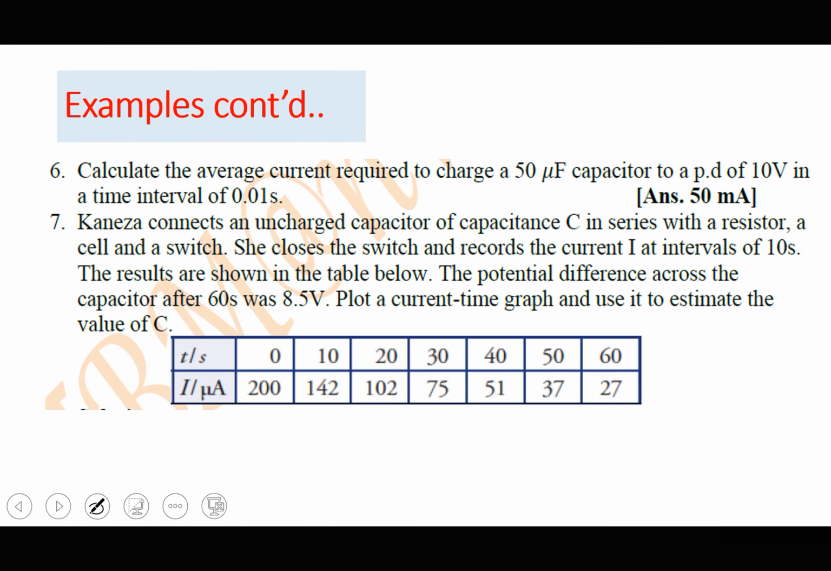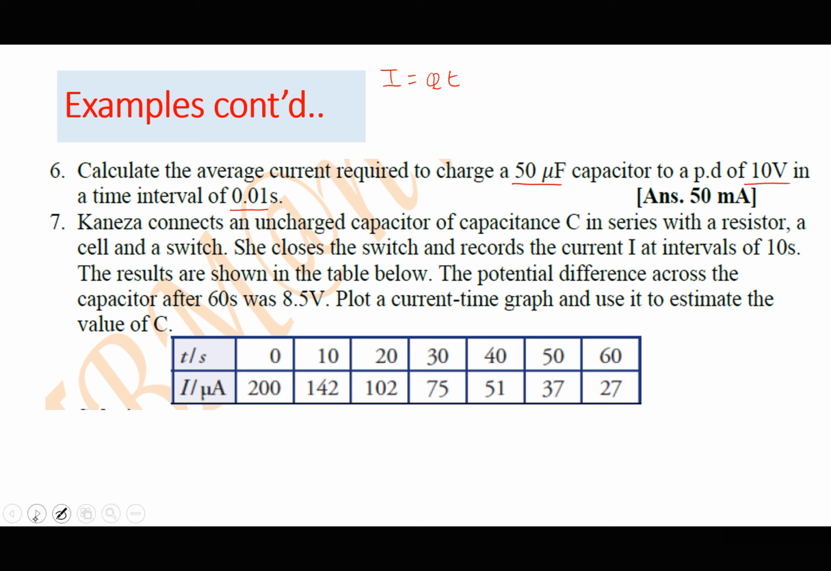Example number 6. Calculate the average current required to charge a 50 microfarad capacitor to a PD of 10 volts in a time interval of 0.01 seconds. So we want to find the average current required to charge the 50 microfarad capacitor. So we have the capacitance and we have the PD, and we want to find current. So I think I'll use this space above here.